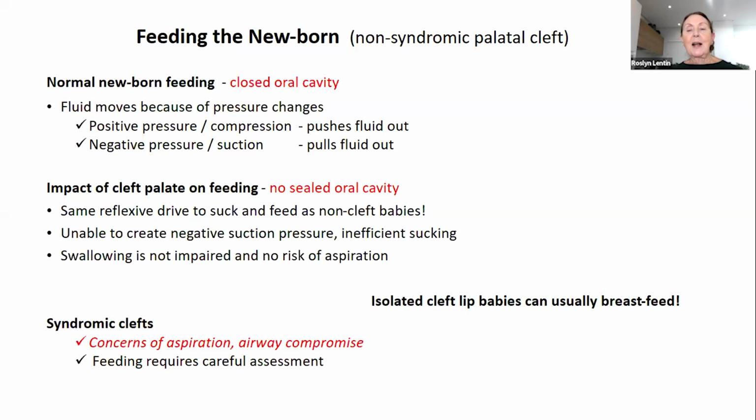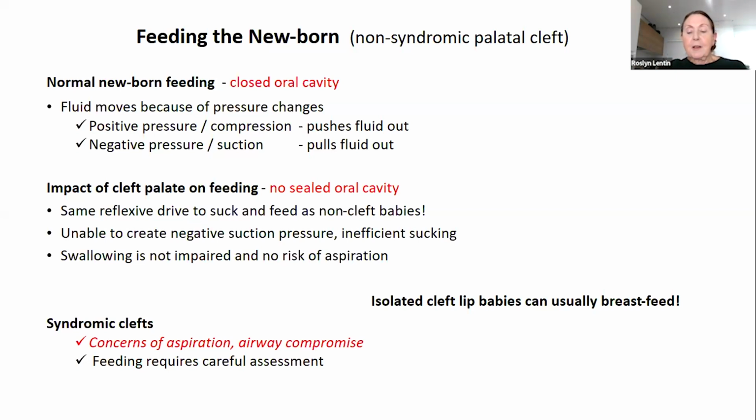In a cleft palate child, there's no sealed oral cavity. They have the same reflexive drive to suck and to feed as their non-cleft peers, but they're unable to create this negative pressure. So they are sucking, but very little milk is coming from the teat or the breast. It's often sad, we've seen kids come in failing to thrive with a posterior cleft of the palate that no one has noticed, and they're trying to breastfeed and latching is difficult. Once we intervene, you just see the growth spurt take over.